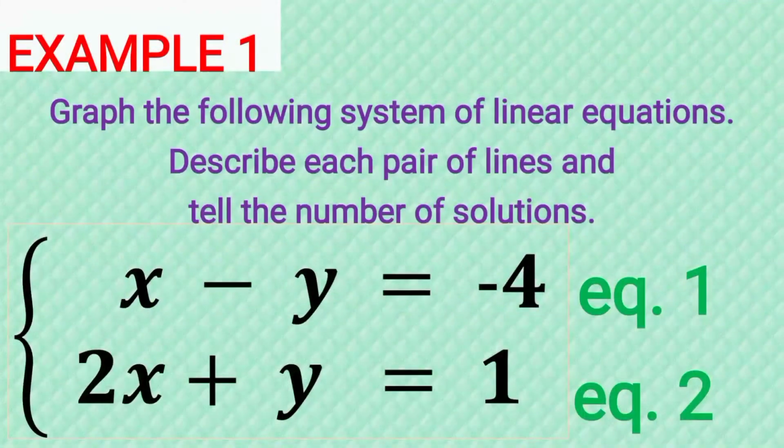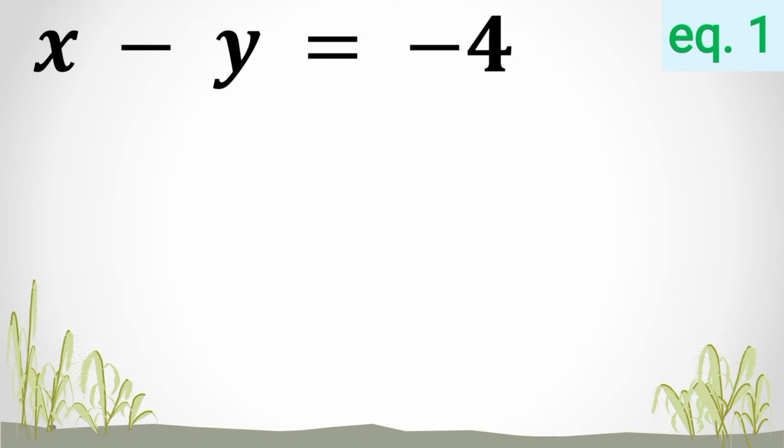So let's take this example. We need to graph the following system of linear equations, describe each pair of lines, and tell the number of solutions. So we have two linear equations in two variables. Let's start first with equation 1: x minus y equals negative 4.